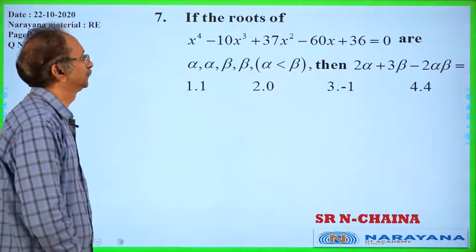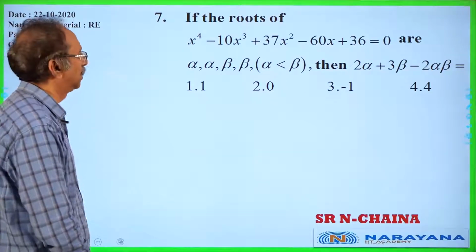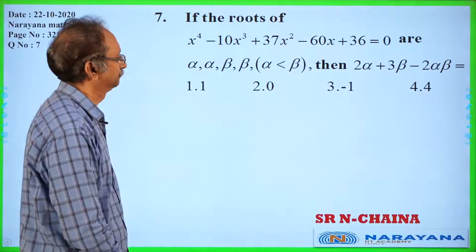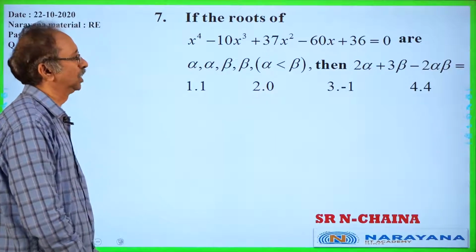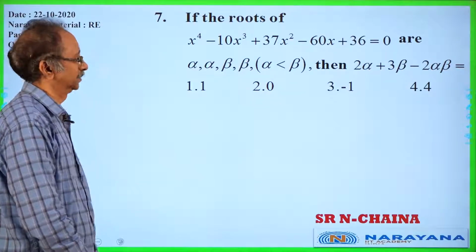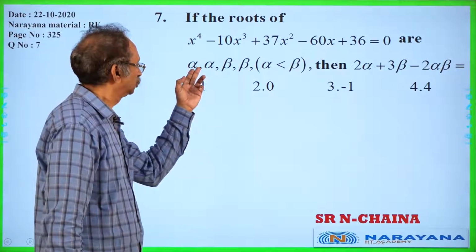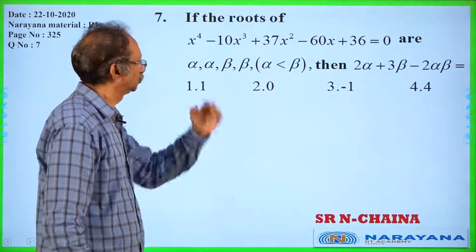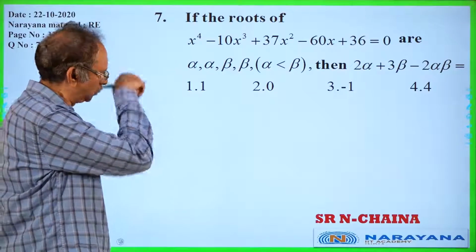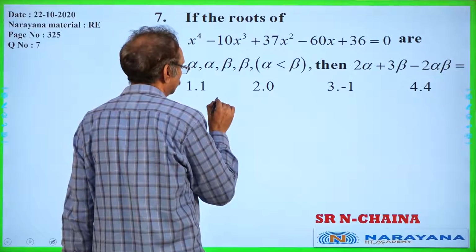If the roots of that fourth degree equation are alpha, alpha, beta, beta, where alpha is less than beta, then what is 2 alpha plus 3 beta minus 2 alpha beta? See, observe, one root is repeated twice, another root is also repeated twice. Therefore, what will we do? We use the properties, the sum of the roots properties.